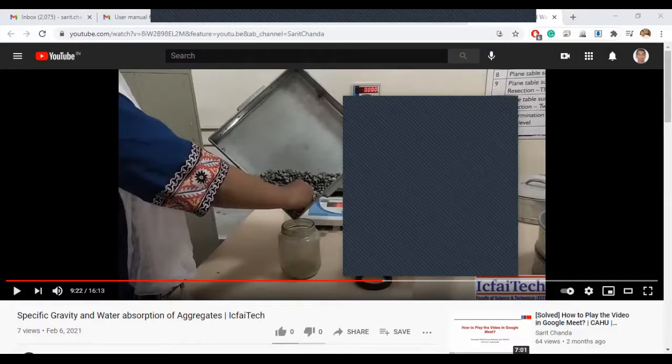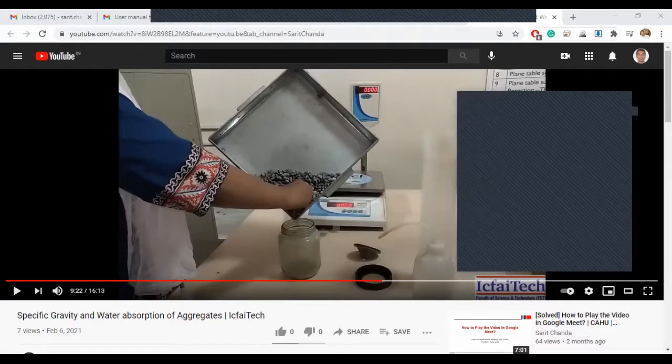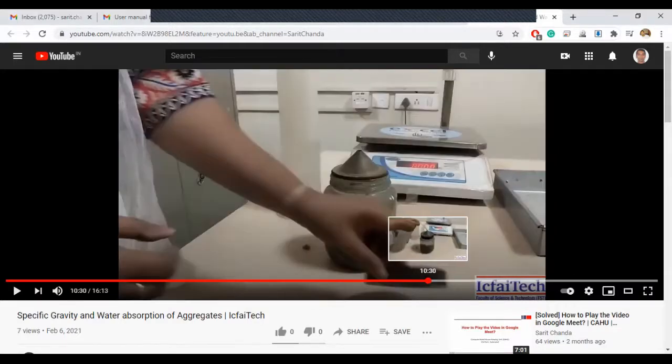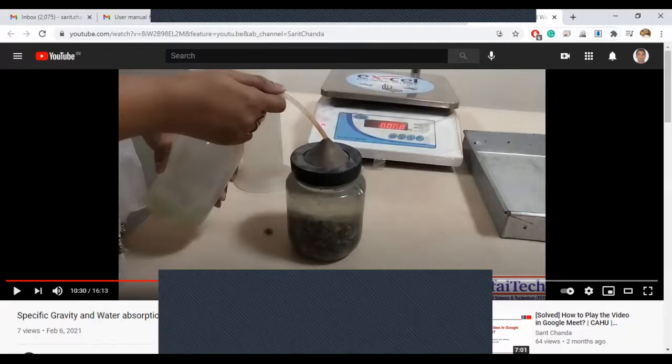Yes, actually, can anyone tell me why we need to conduct all these tests? We have seen 3 tests so far. One is on water absorption. We have seen about specific gravity today, and in the previous class we have seen the shape test, where we saw flakiness and elongation. Do you know why we need to conduct all these tests? Anyone?